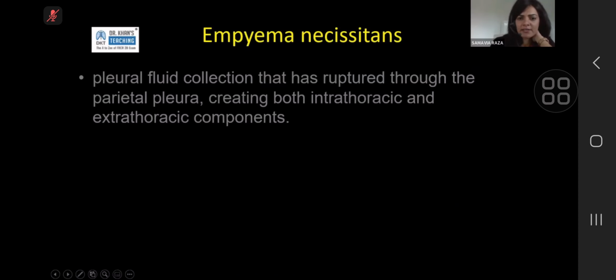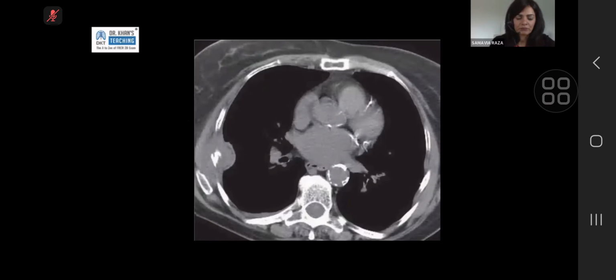So that's a pleural collection that's ruptured through the parietal pleura and creates an intrathoracic and an extrathoracic component. That can also present as a sinus, as a draining pus sinus in the chest. But most commonly, it looks like that without an outlet to the outside of the body.